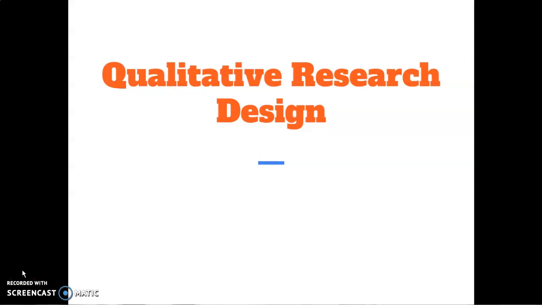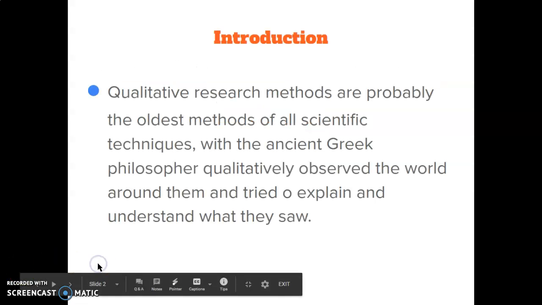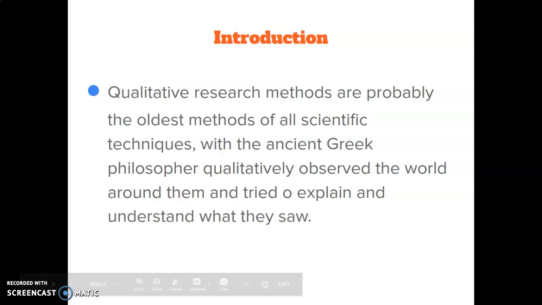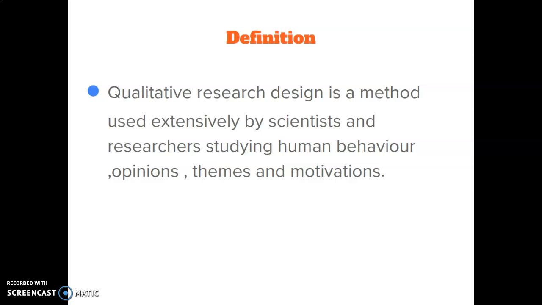Qualitative research design. It is one of the oldest research methods. Ancient Greek philosophers used to observe the world around them qualitatively and try to explain how things are happening. So what is qualitative research design? It is a method used extensively by scientists and researchers studying human behavior, opinions, themes, and motivations.